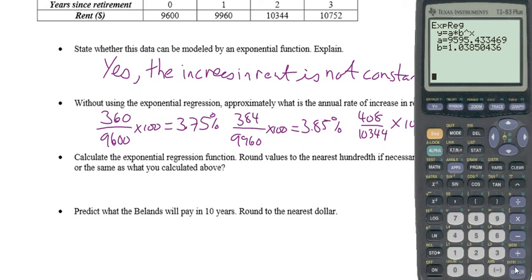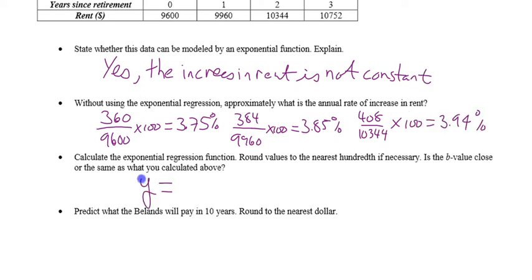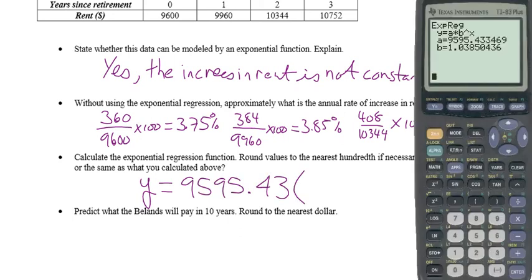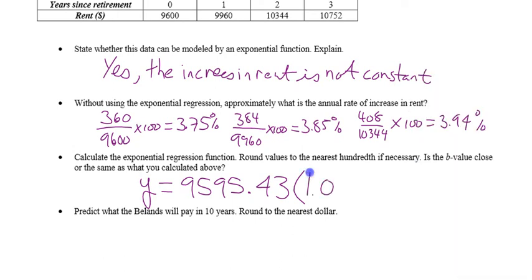Okay? Anyway, so what do we got? Y equals 9595.43 times 1.04, so we're rounding, right? 1.04 to the x. Is the b value close to or the same as what you calculated above? So we have three different values, right? 3.75, 3.85, 3.94. This b value of 1.04, okay, b is greater than 1, so we know it's increasing.